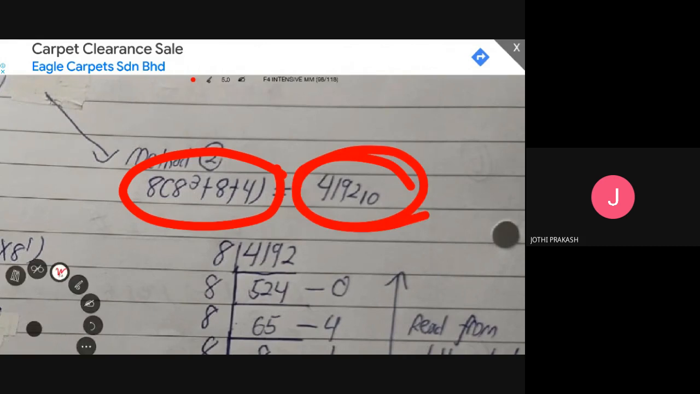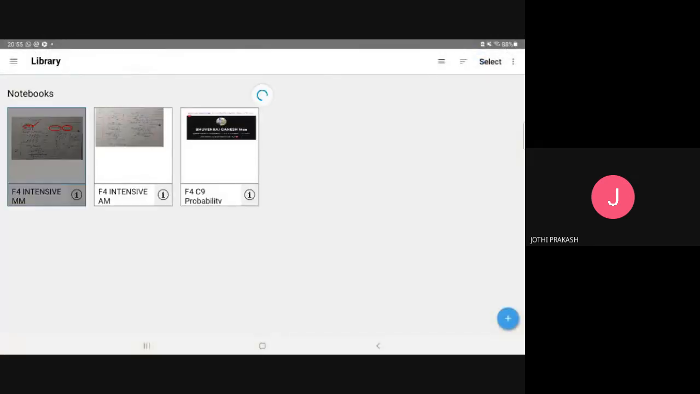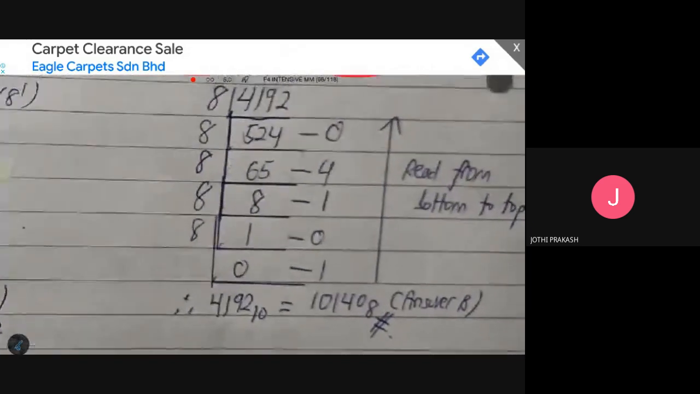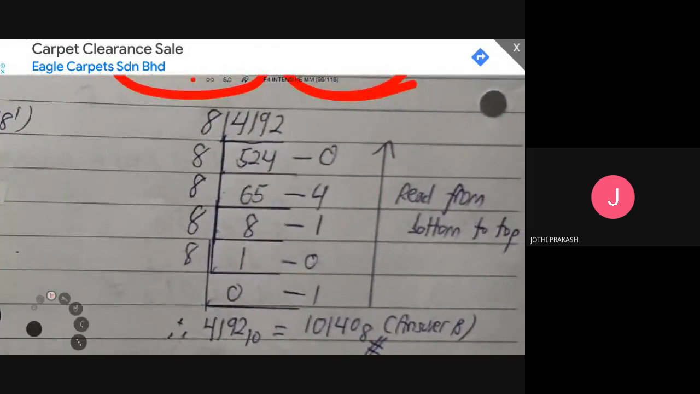So all you need to do is just convert. All of what you need to do is just convert this number back to base 8. Kamu hanya perlu tukarkan asas 10 kepada asas 8. Guna kaedah pembahagian berulang. Yes, you can do method 2. No worries. Sebab soalan tak akan kata guna method apa.